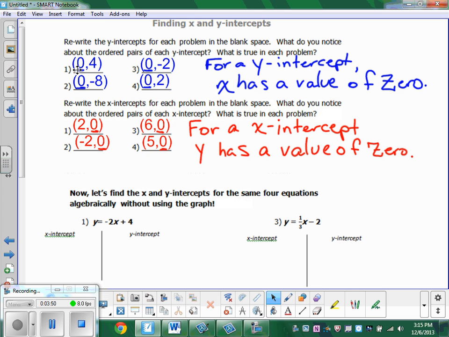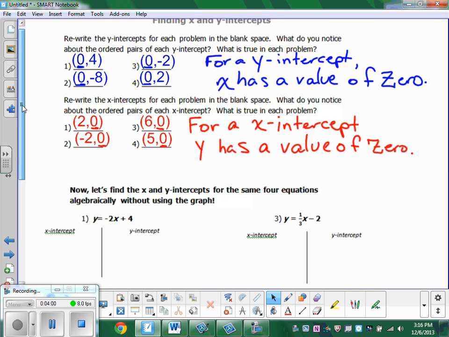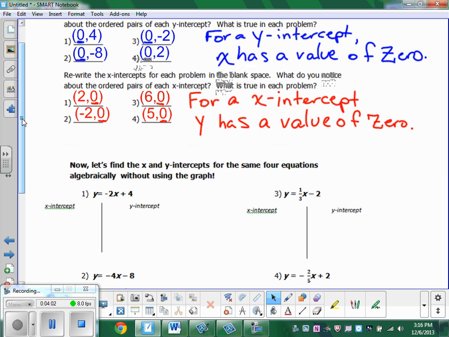Let's go ahead and find the x and y intercepts for the same 4 equations without using a graph, without seeing this picture. Let's use algebra. We're going to use the 2 hypotheses from before. The first being, for a y-intercept, x has a value of 0. For this, we are going to do a little bit of substitution and apply order of operations.